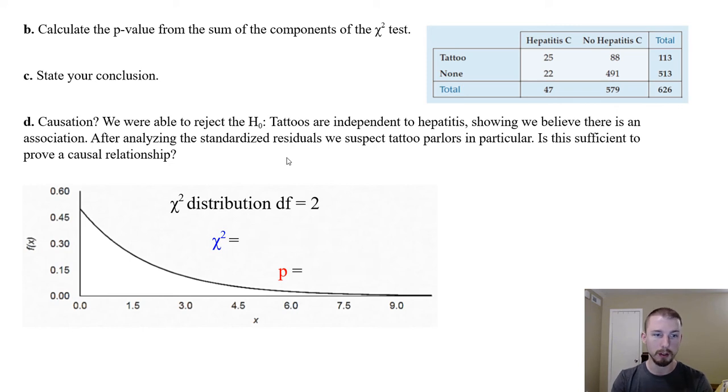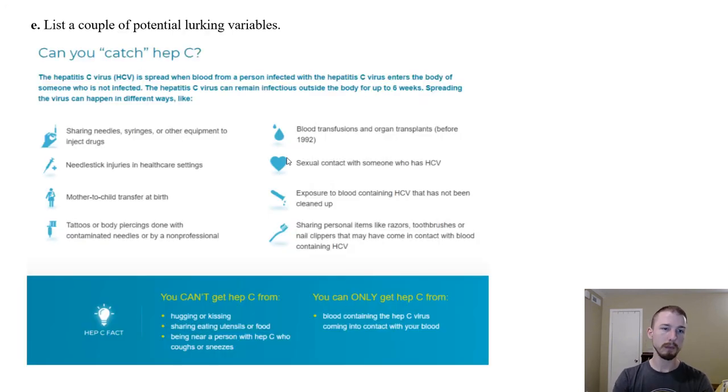So what do we think those things might possibly be? Good question. How can you catch hep C? It's through bloodborne pathogens. Your blood has to come in contact with somebody else's blood who is infected with the virus. The number one way that hepatitis C is spread is through the sharing of needles, syringes, and other equipment for intravenous drugs. So one possible lurking variable is that people with tattoos might be more likely to be sharing needles. Not just needles for drugs, but also maybe the needle from the tattoo.